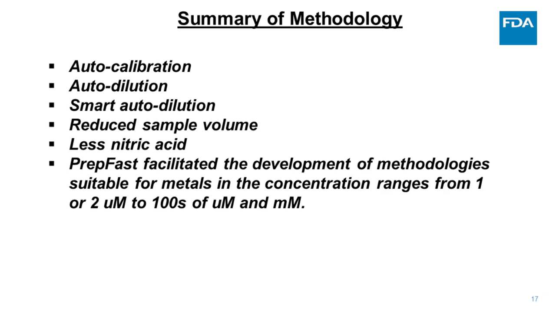So basically, we use the PrepFast, which we saw auto-calibrates, and for the unknowns, it will dilute the sample into the range of my calibration curve. So it is very, very helpful. Obviously, I need only around 200 microliters. Right now, I need only 1 ml after dilution of my sample. And obviously, it is greener because we need less nitric acid.